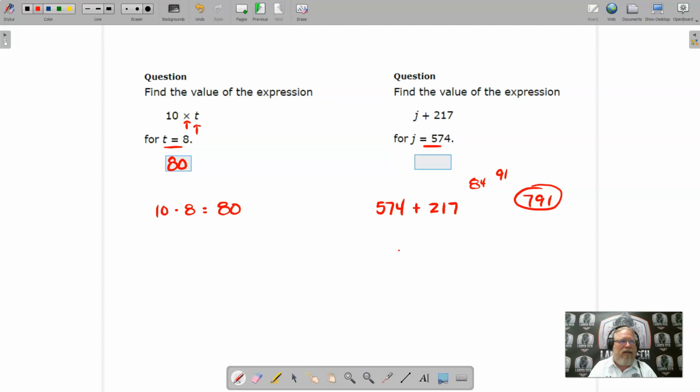Let's go ahead and stack these up. 574 plus 217, and 4 and 7 is 11. Carry the 1, and 7 plus 1 plus 1 is 9, and 5 plus 2 is indeed 7. So, yep, my mental math was correct. 791. So those are all of my examples.